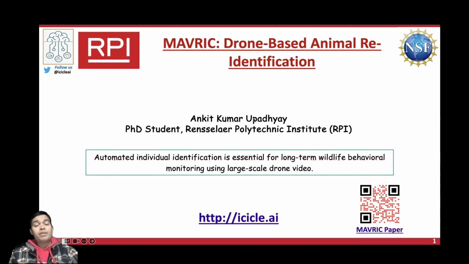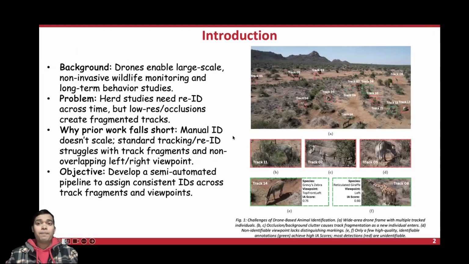This poster presents MAVRIC, a semi-automated pipeline for drone-based animal re-identification. It focuses on the challenge of linking individual identities across fragmented tracks and time in drone video to assign consistent ID at scale. Drones make it possible to collect large-scale non-invasive wildlife video over long periods for herd behavior studies.